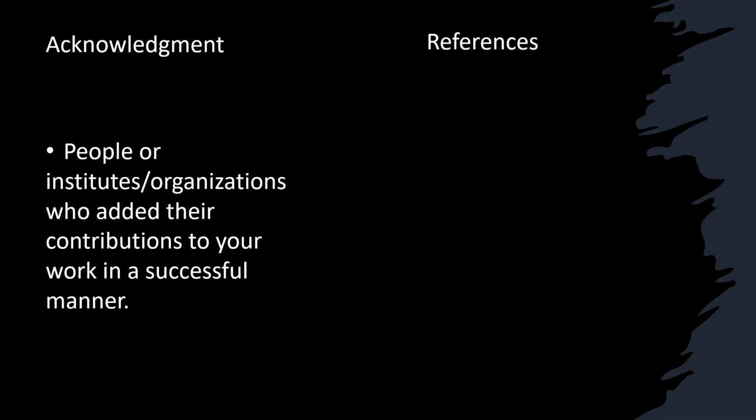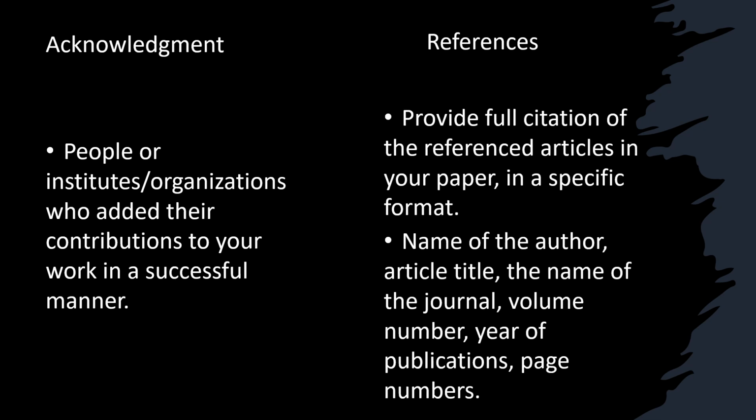So the other two sections would be the acknowledgement and the reference section. Acknowledgement, as the name implies, basically gives an idea of the people or institutions or organizations who added their contributions to your work in a successful manner. And the reference would be a citation of the reference articles that were used in your paper in a specific format. There are various formats. One of the formats that are used in reference would be the Vancouver format. So your reference would include name of author, article title, name of the journal, the volume number, the year of publication, and the page number.